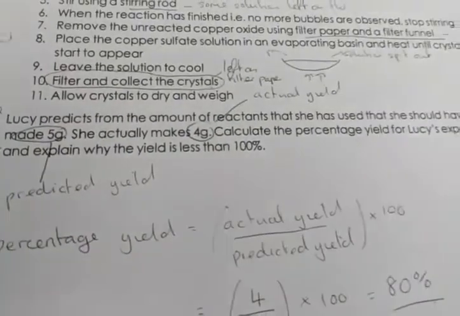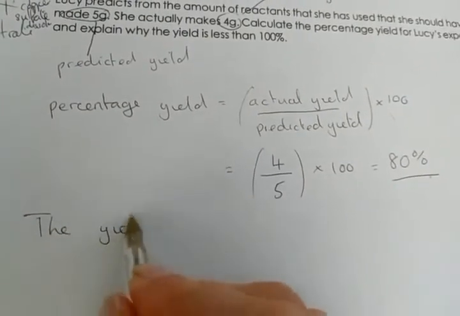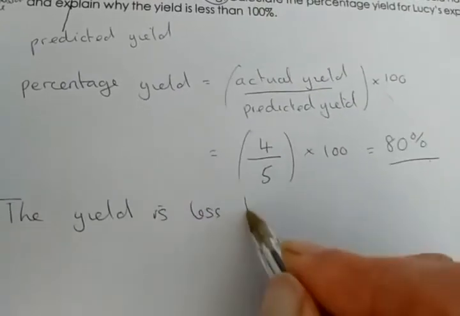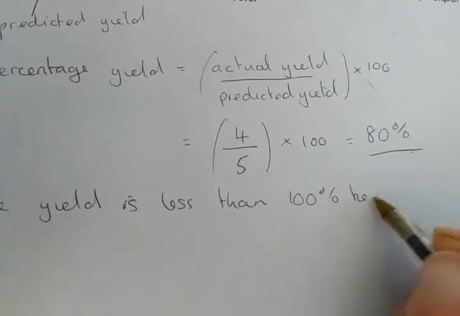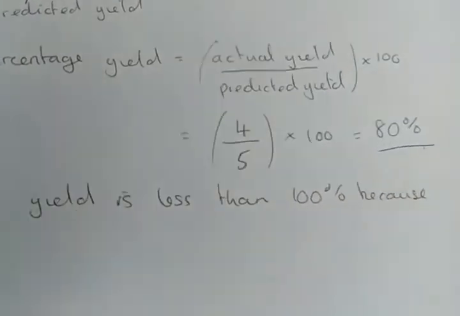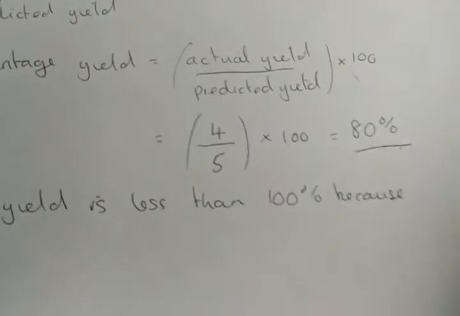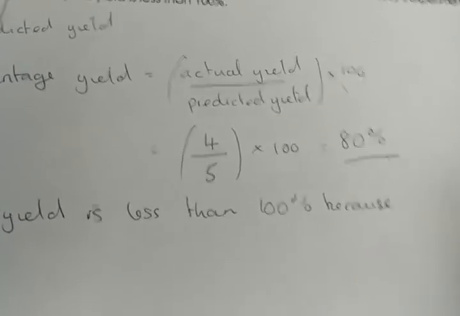If we look at what it wanted us to explain, why the yield is less than 100%, I need to write this down here. The yield is less than 100% because, and remember, I can't do bullet points for this because it's a 6-mark question, so I need to write in full sentences. As well as what we've highlighted, there are standard points that we can make for this.